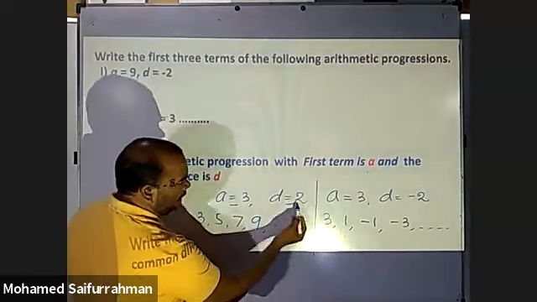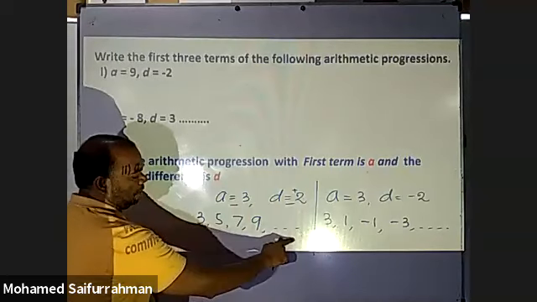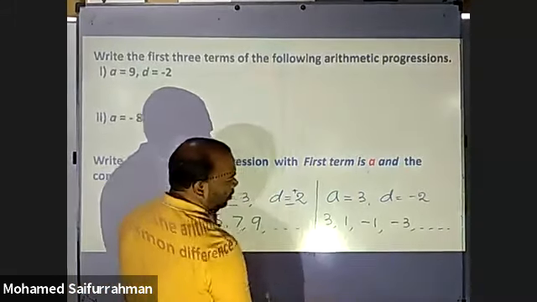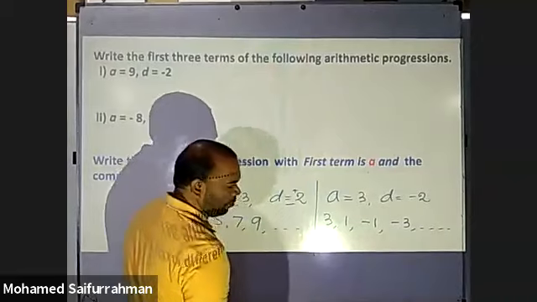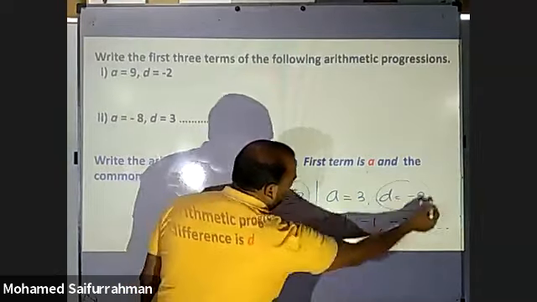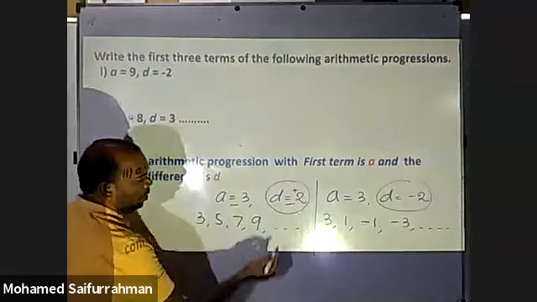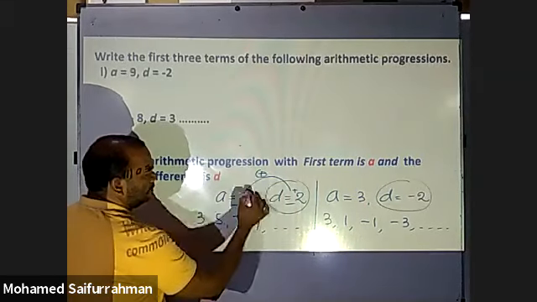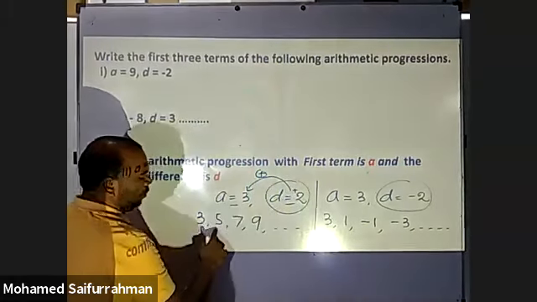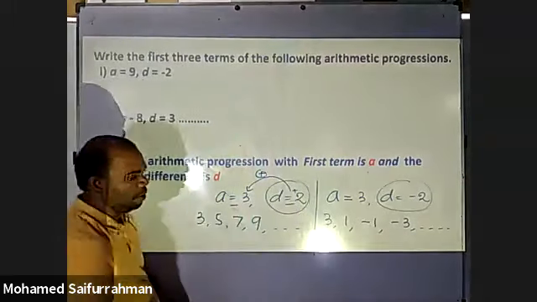So here see, when D is plus, the progression is increasing. Difference is positive. When the difference is negative, the progression is decreasing. So, by considering the value of D, you can decide whether the progression is increasing or decreasing. Anyhow, D should be added with A to get the next term. 3 plus 2, 5. 5 plus 2, 7. 7 plus 2, 9. And this is how you should form the terms.